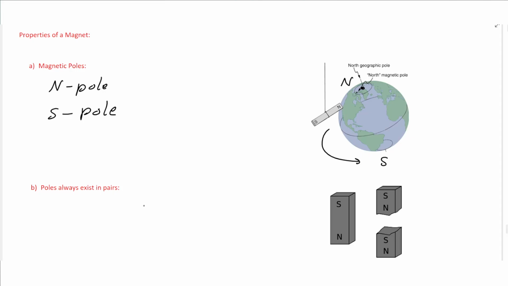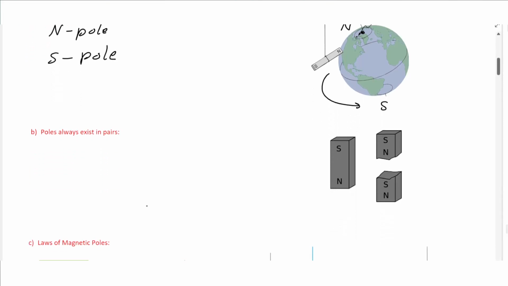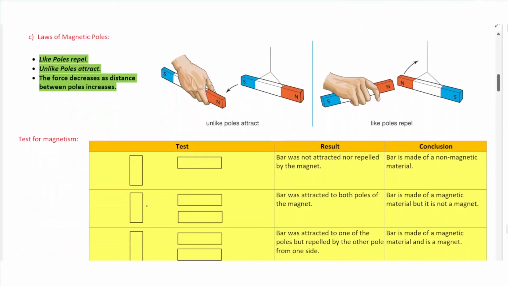The poles are always in pairs. You cannot find a separate North Pole or a separate South Pole. You can only find pairs of poles. And the rules of poles are the same as charges. Like poles repel, north against north repel, south against south repel, but north against south, unlike poles, attract. And as the distance between the poles increases, the force decreases.